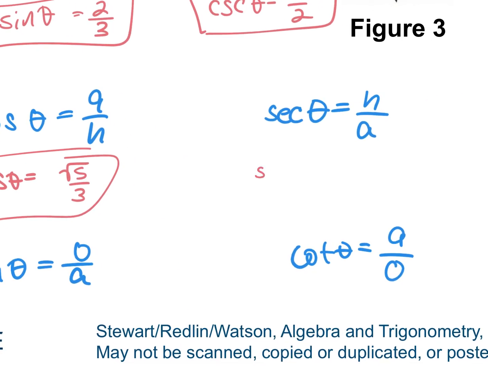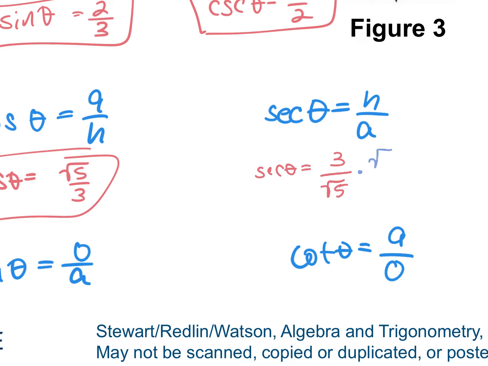So if I find the secant of theta, what do I do with square root of 5 over 3? You flip it. 3 over the square root of 5. What is the problem here? Cannot have a square root in the denominator. How do we get rid of that square root? You better remember.